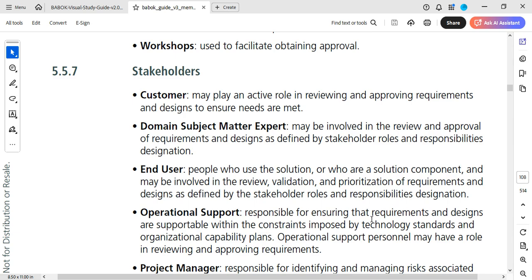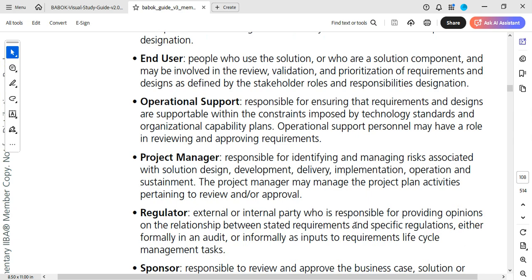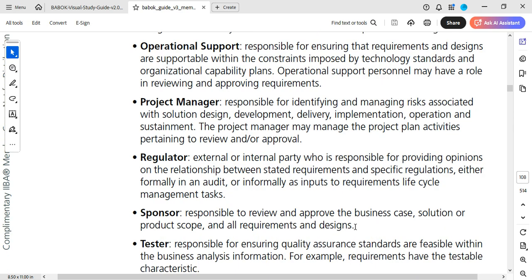End user, people who use the solution or who are a solution component, may be involved in the review, validation, and prioritization of requirements and designs as defined by stakeholder roles and responsibility designation. The operational support is responsible for ensuring that requirements and designs are supportable within the constraints imposed by technology standards and organizational compatibility plans. Operational support personnel may have a role in reviewing and approving requirements. Operation is very important because they are the ones you would move the work to on deployment. So they would make sure that this sits well with them in terms of capacity, in terms of size and so on.